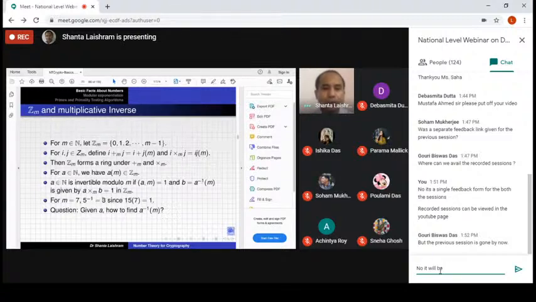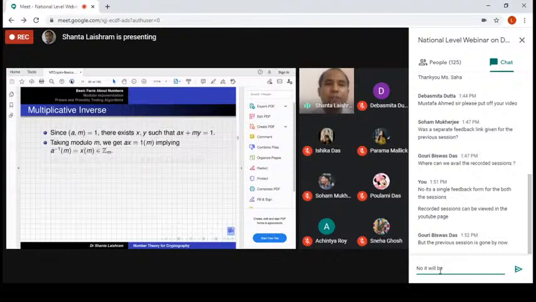Now the question is: given A, how will you find the inverse of A modulo M? Why is the inverse coming up? Actually, if you use the RSA algorithm, then you need to take this inverse modulo M for certain M. So we need to have a nice, practical algorithm to find the inverse modulo M.